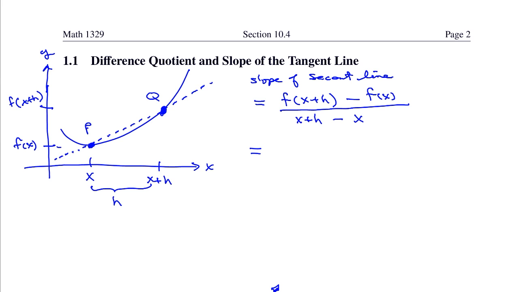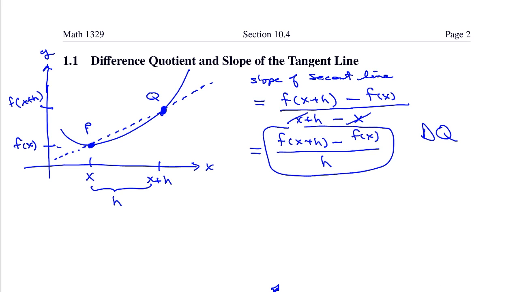Notice what simplifies. We have x plus h minus x in the denominator. So the x's cancel, and that leaves an h. Have you seen this before? Does this look familiar? What is this called? This is the difference quotient. That is the difference quotient. Yeah, the x's cancel here. So that is the difference quotient. The difference quotient is essentially the slope of the secant line. So we're going to need that.